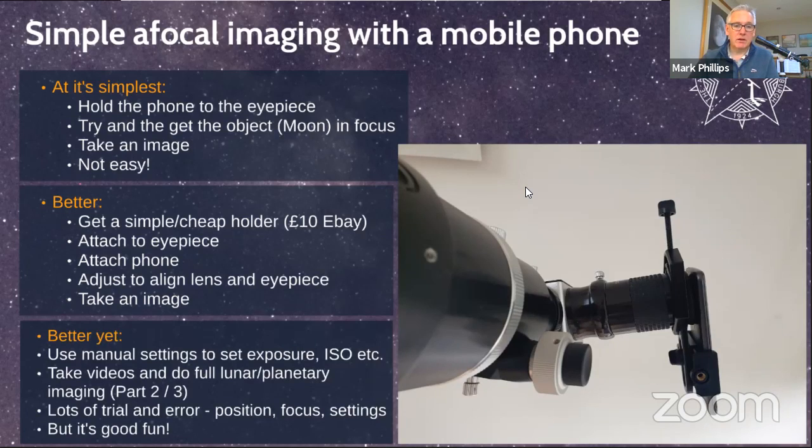Better yet would be to use manual settings for your phone camera as well, which you can do. Even better, if you're up to it, is to do videos with it, and then you can do full lunar and planetary imaging, as some people have actually done. I haven't managed anything close to that, but we will cover how to process lunar and planetary videos into nicer, sharper images in a future session. But it really is lots of trial and error with a mobile phone, so I'll give it a shot. Try it out, but it is quite good fun.